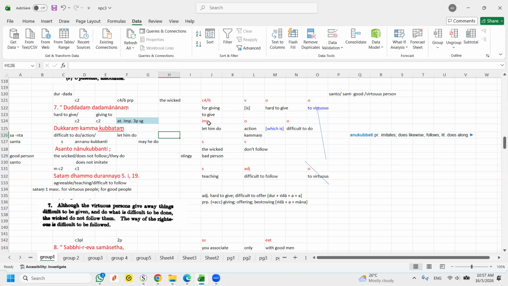And then the second part, this is the vicious. Let him do action which is difficult. That means this is telling a person who finds giving difficult, then may he do some goodness. So let him do action which is difficult to do. This is the second line. Then technically here is a santo, a virtuous person. Let the virtuous person do things which are difficult. So the third line, the wicked person is a santo. So giving is difficult. Doing a good action is difficult.